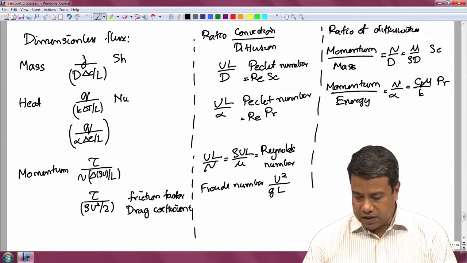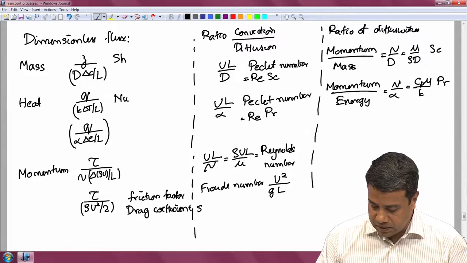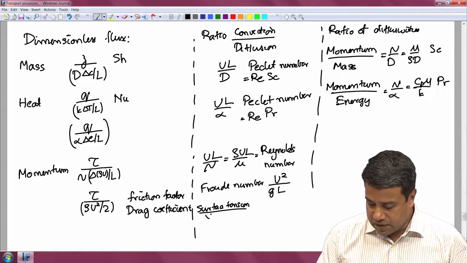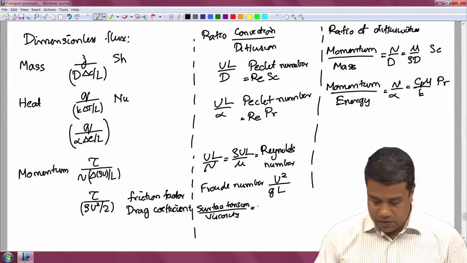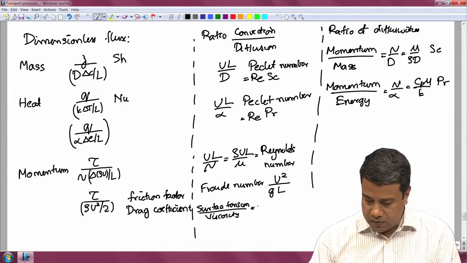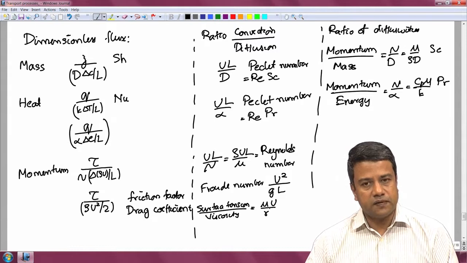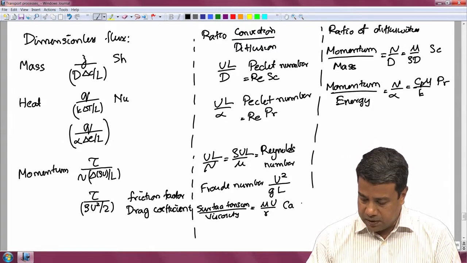In cases where surface tension is important, you could have additional numbers. Surface tension, you could scale it by viscosity, in which case the dimensionless group will be equal to mu u by gamma. You can verify that this is dimensionless. It is called a capillary number.